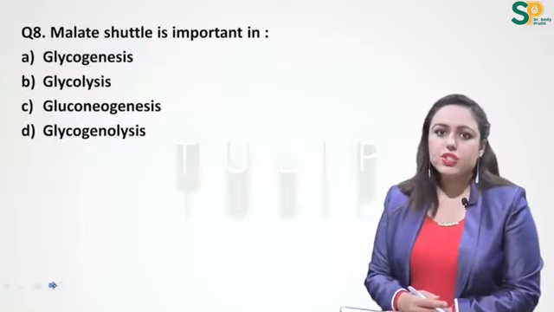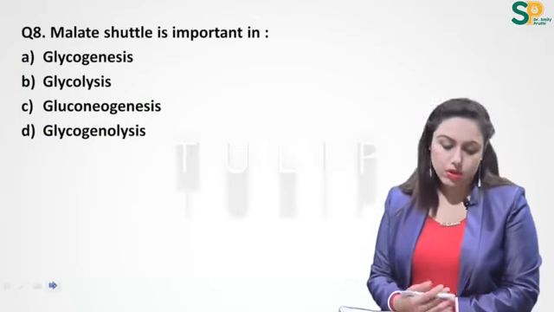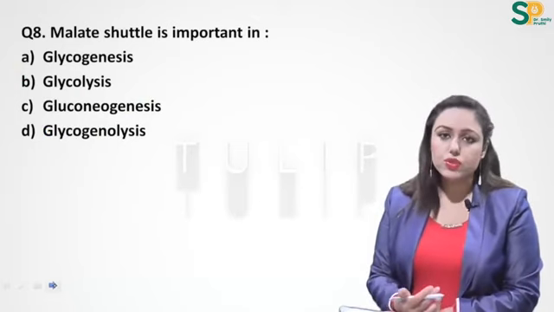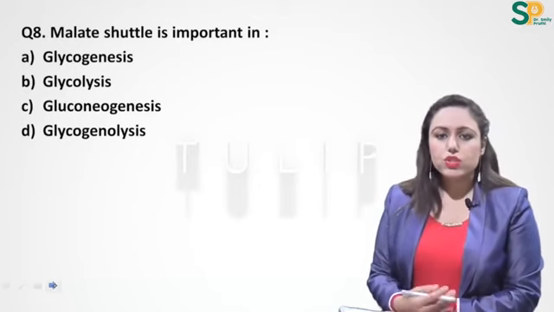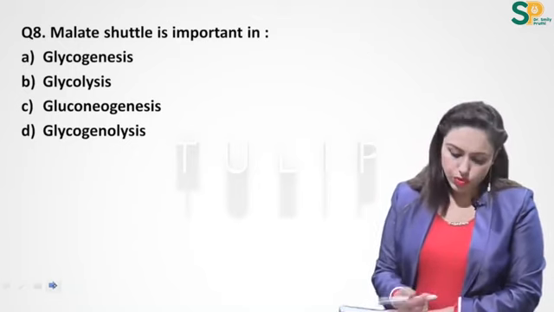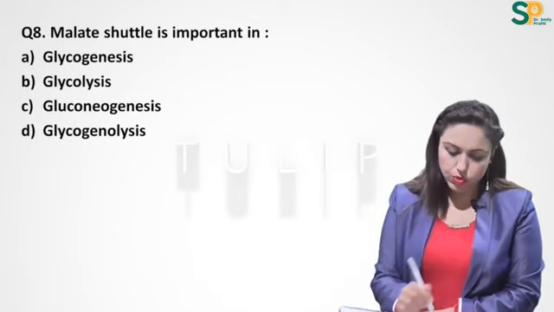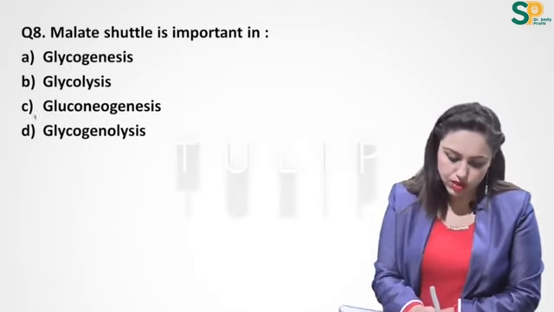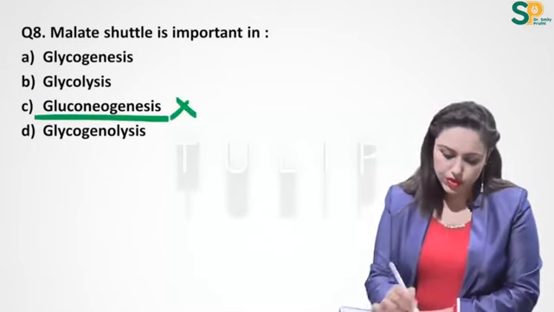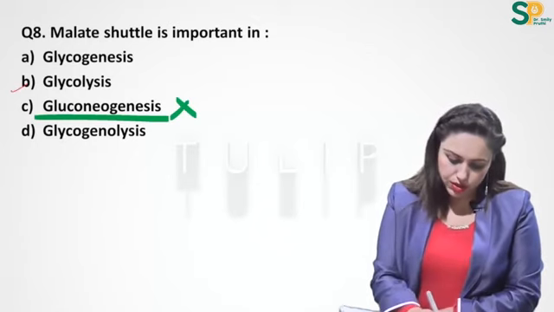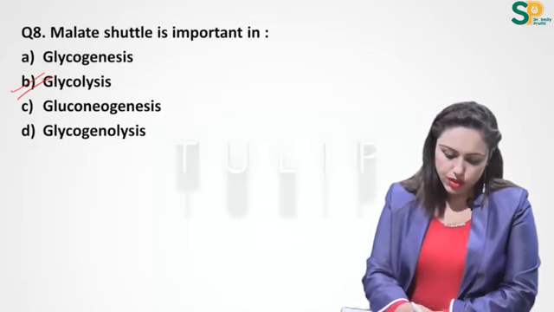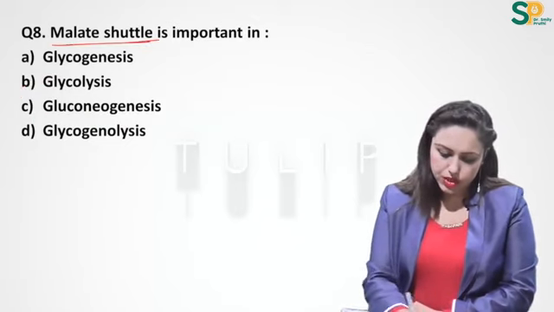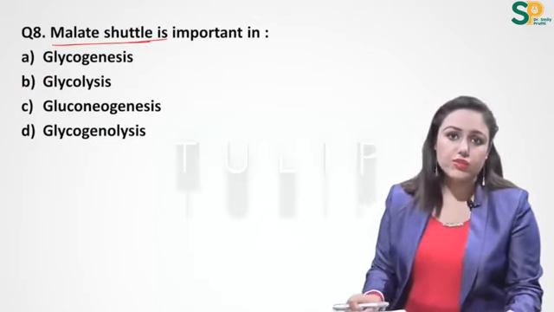Next question is: Malate shuttle is important in. Options are glycogenesis, glycolysis, gluconeogenesis, glycogenolysis. This question is given in your guides also. Almost all the books will give this question, but they'll give the answer as gluconeogenesis, but this is not the answer. The answer is glycolysis. I will tell you the reason also. See here, Malate shuttle. Let's first understand what is Malate shuttle.